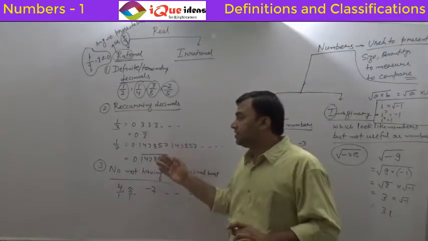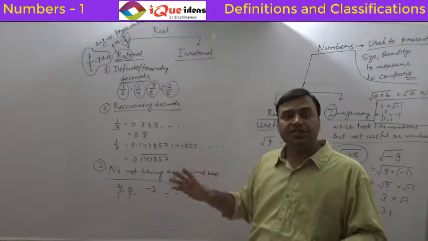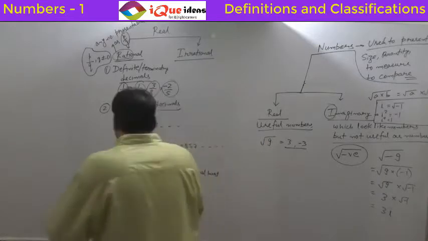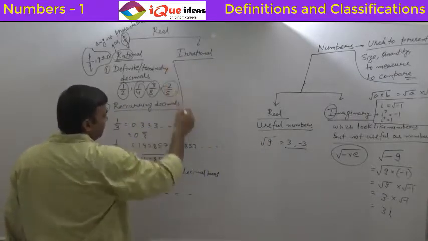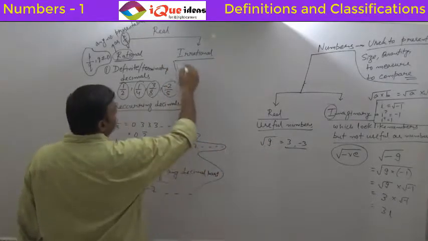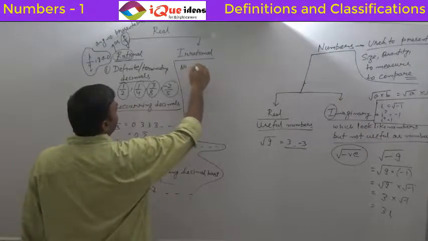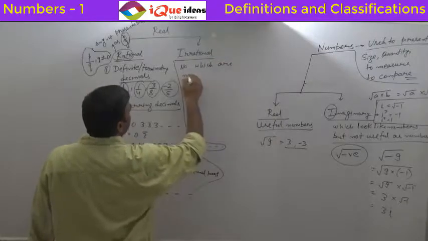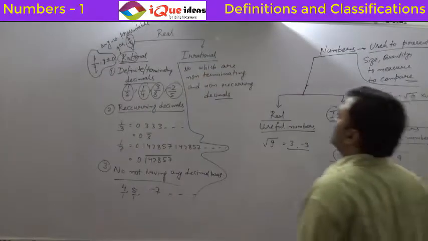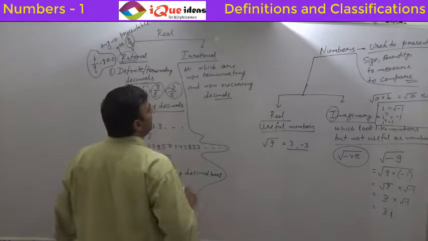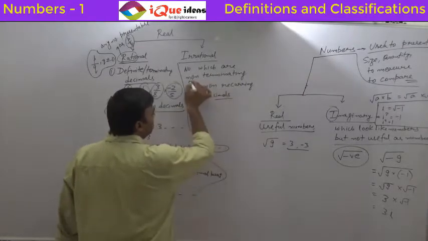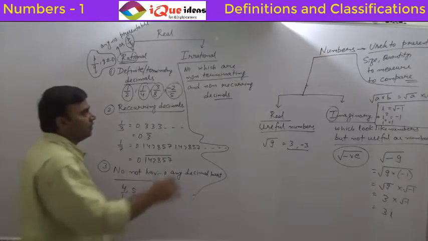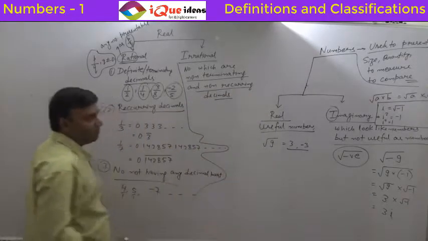There is no group of digits which repeats itself. So we can say that there is no pattern, right? Such numbers will be called irrational numbers. So first I will put the technical definition, which says the numbers which are non-terminating and non-recurring decimals. That means after the decimal it should go up to infinity and there should not be any recurring pattern also.